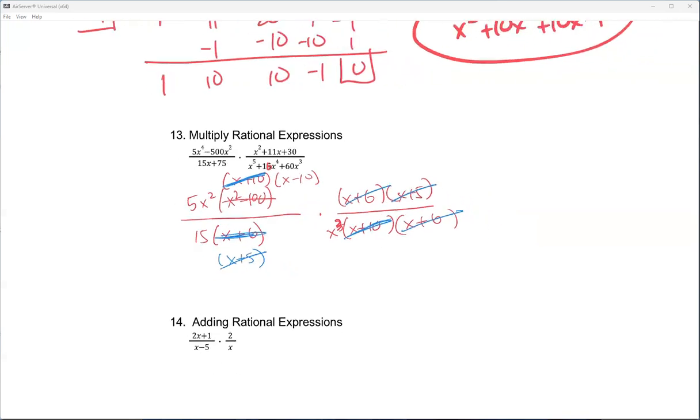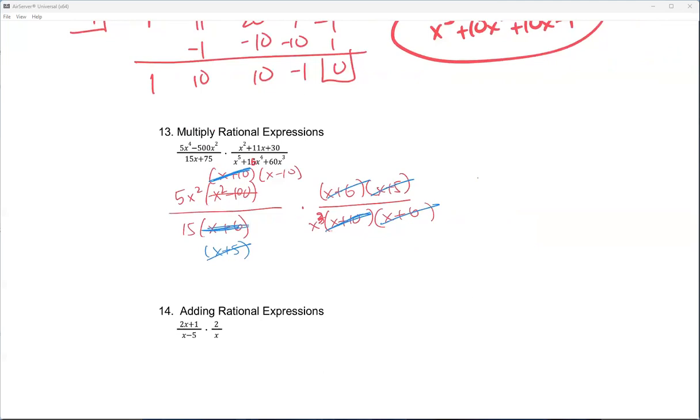So we're left with 5. And then we can cancel out the x squared and the x. It just leaves the x right here. We cancel out 1 and this is 3. So it'll be x minus 10 over 3x. And that's it. All right. Sorry for that.